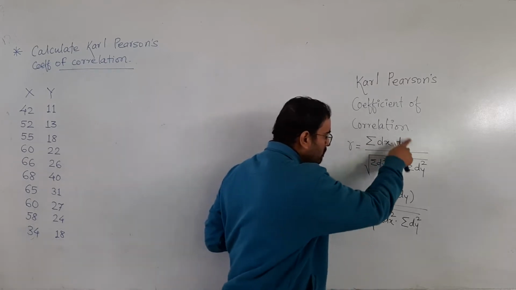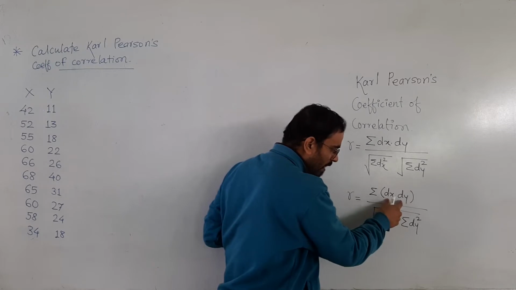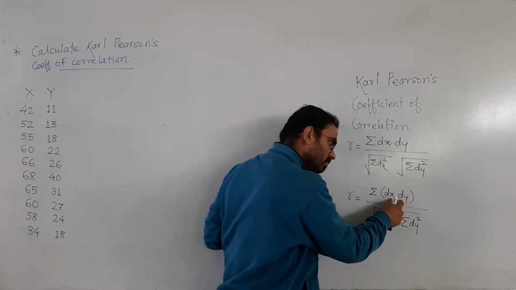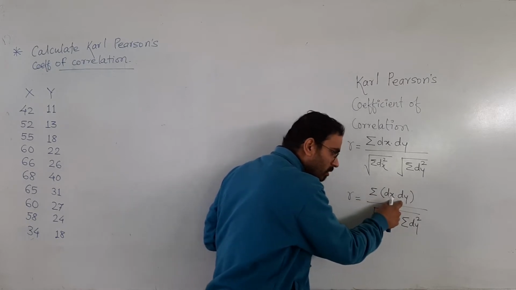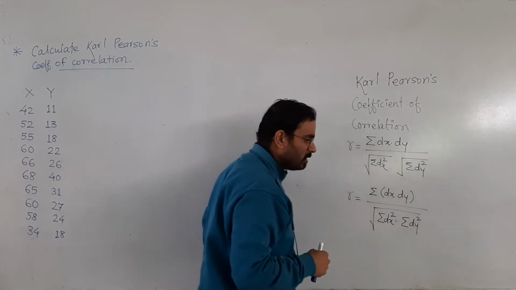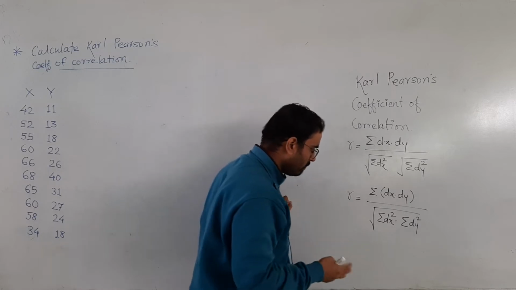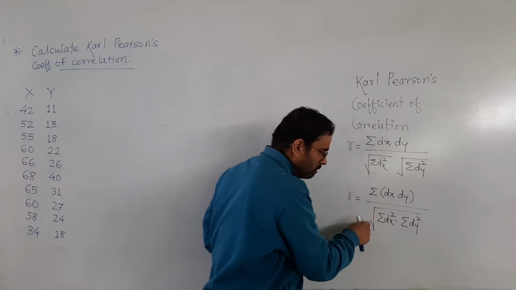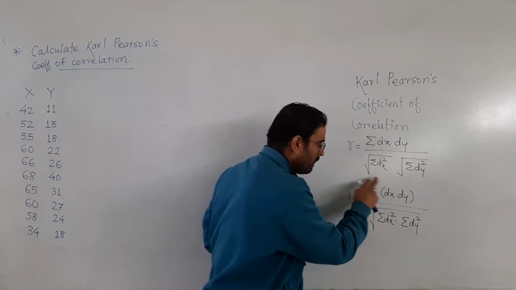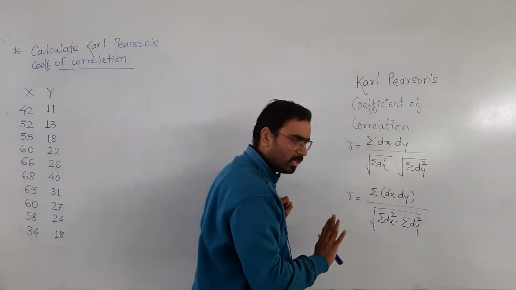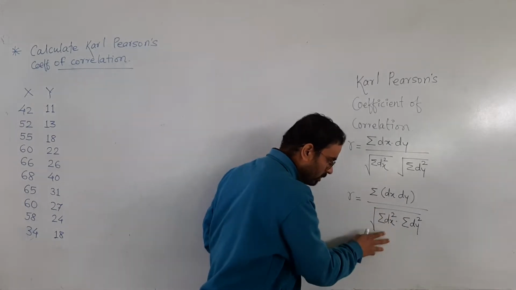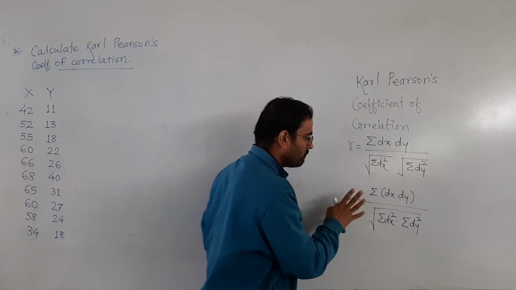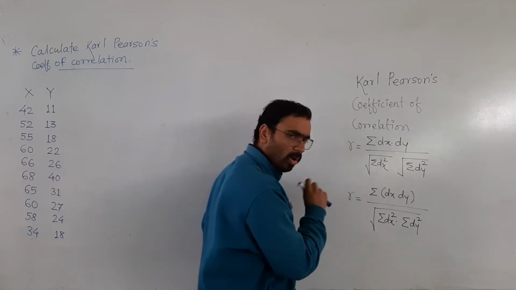It is under the bracket. So you have to find this column first, and then make the summation of that particular column. Then you will get the entire value, summation of dx into dy, divided by the under root, which is separate. You can combine the under roots because the value will be the same, there will be no change. So a single under root of summation dx square into summation dy square. That is the formula, and that formula we are going to use to solve the problem.